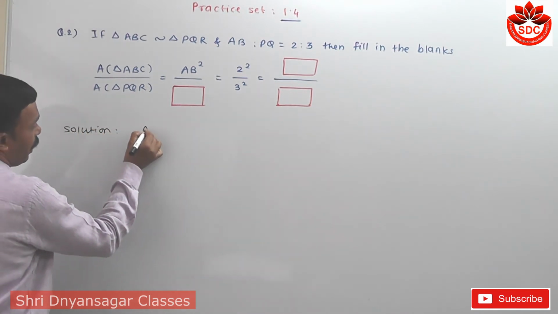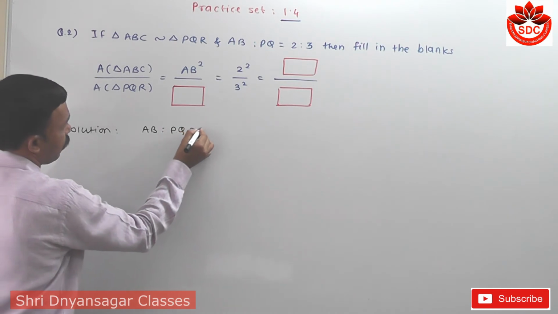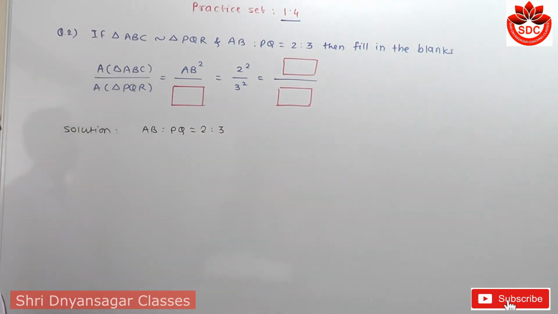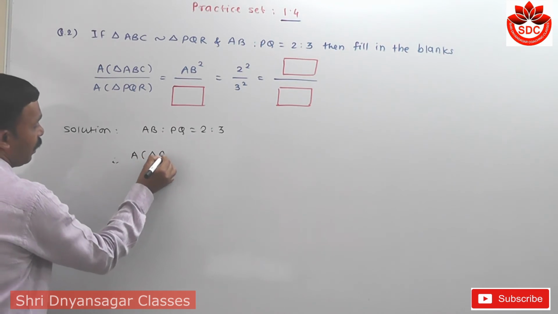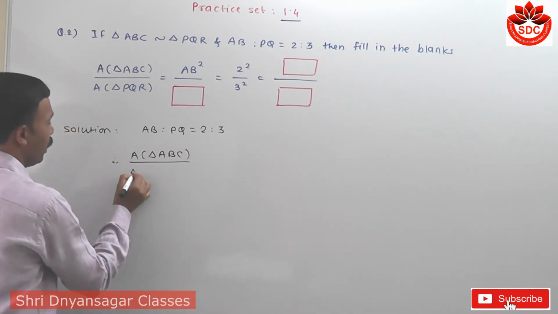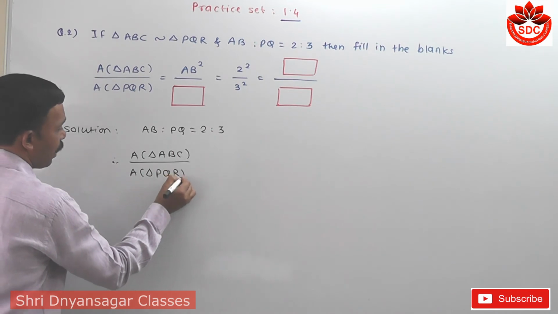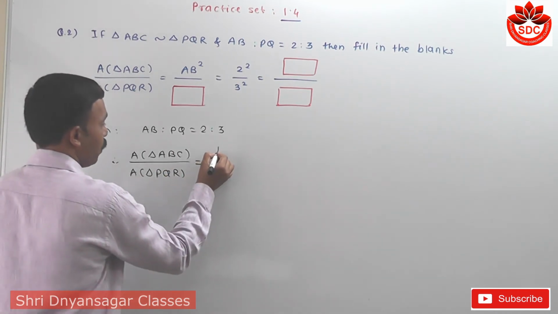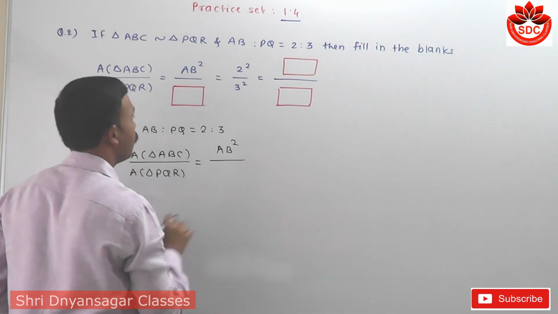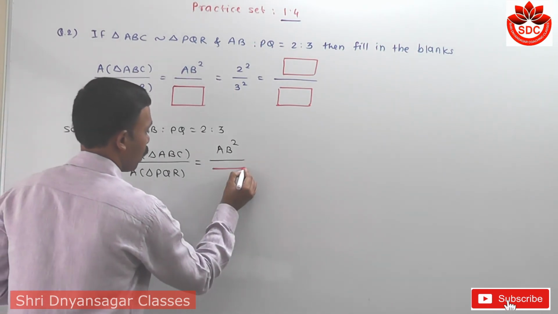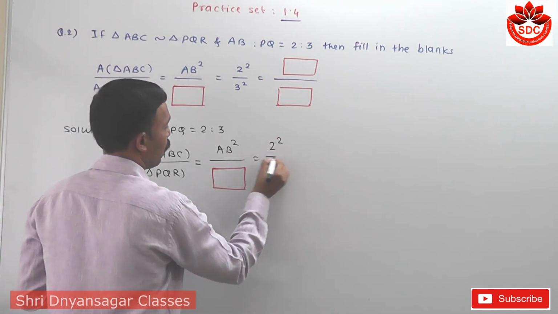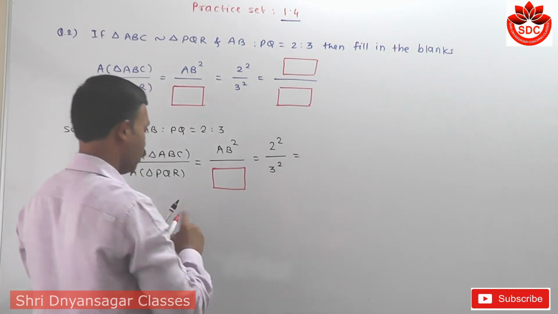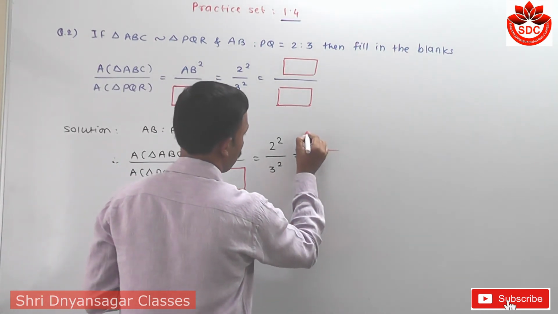Student, in your given, AB as to PQ is equal to how much? 2 as to 3. Meaning that AB upon PQ is equal to 2 upon 3. Now we have to find out this ratio. Therefore I will write here: area of triangle ABC upon area of triangle PQR is equal to AB square upon this is our box is equal to 2 square upon 3 square is equal to the ratio of these two boxes.